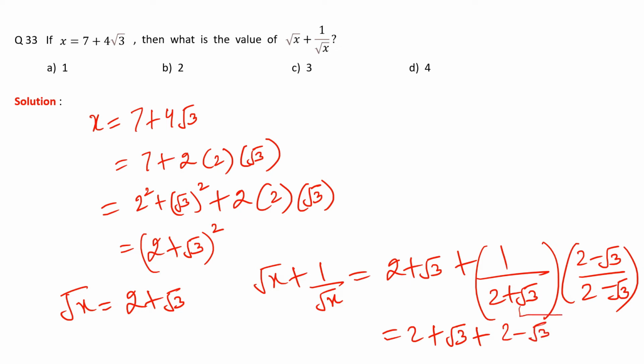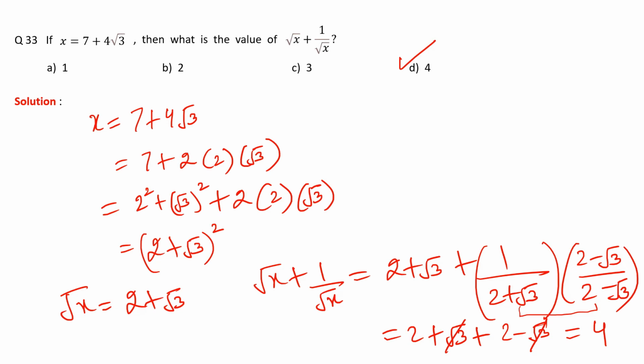Because in the denominator, 2 plus root 3 into 2 minus root 3 will become 4 minus 3. Because we will be applying the identity (a plus b) into (a minus b), and that is a square minus b square. So 4 minus 3 is just 1. So the final answer comes as only 4. So hence D option is the correct one.